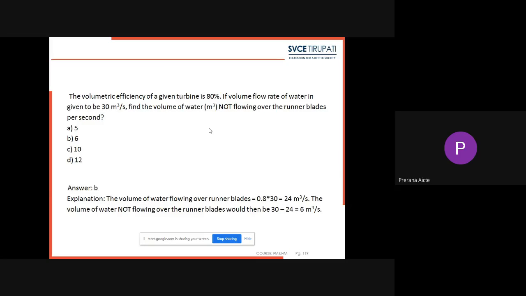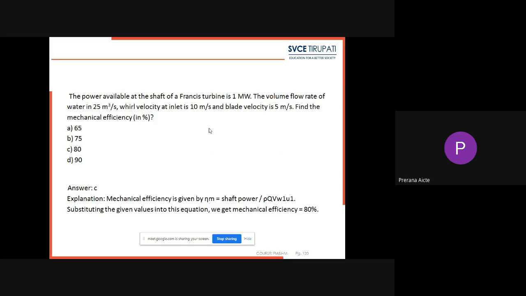Next question. The volumetric efficiency of a given turbine is 80%. If volume flow rate of water is given to be 30 meter cube per second, find the volume of water not flowing over the runner blades per second. So the volume of water flowing over runner blades is 0.8 into 30, efficiency into the discharge. So then we get 24 meter cube per second. The volume of water not flowing over the runner blades would be 30 minus 24, that is 6 meter cube per second.